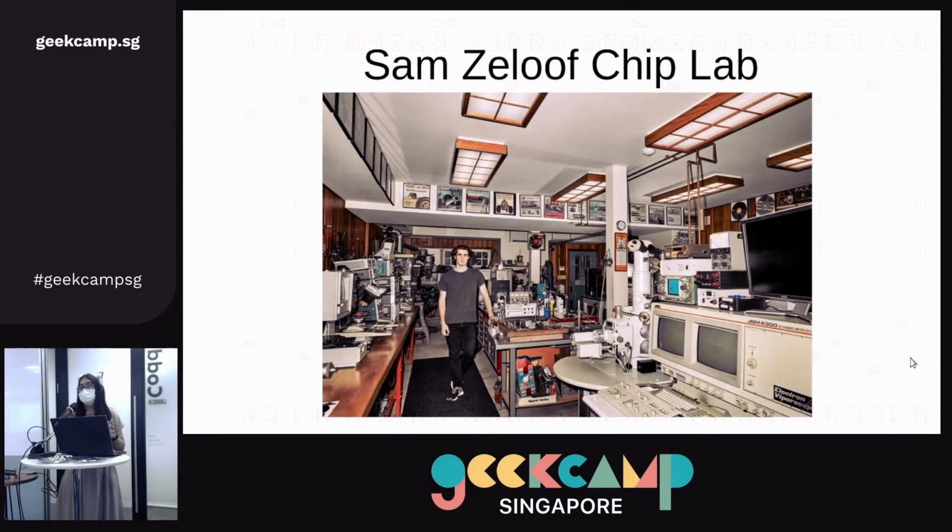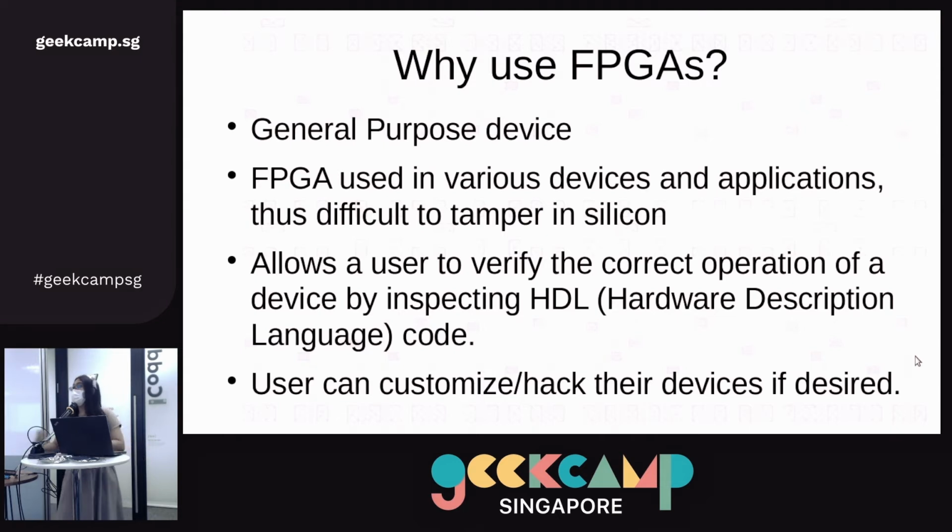So now, for the demonstration that I have, we are using FPGAs. But why use an FPGA? Well, it's a general purpose device, and they are used in so many different applications that it's very difficult to predict which batch of FPGAs will go into which company or which product and things like that. So it's very difficult to tamper in silicon. And because FPGAs are programmed with a hardware description language, HDL, the user can actually look at that code and say, hey, I know how this processor works. I can see that code for myself. I can understand how the processor and everything else in my device works. And they can customize it. They can change the operation if they wanted to. They can hack around it.